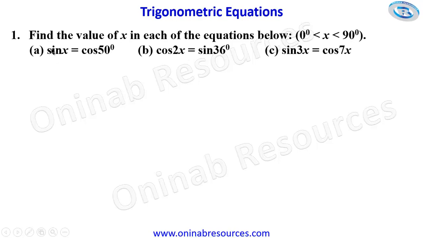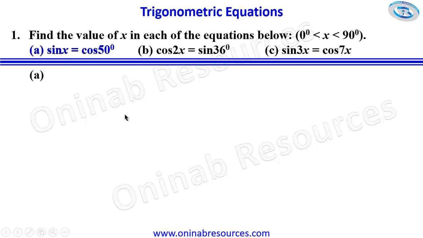So we start with problem 1. Find the value of x in each of the equations below. And we should know that the value of x lies between 0 degrees and 90 degrees. So we have A, B, and C. We start with A. Sin x is equal to cos 50 degrees.